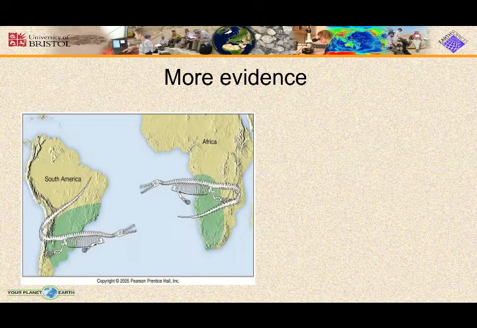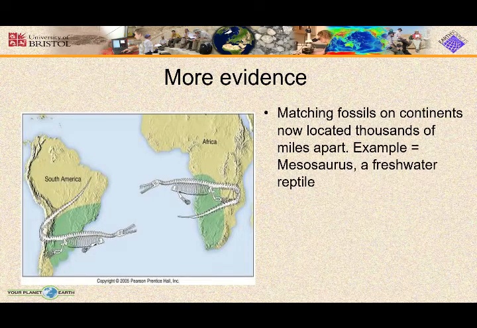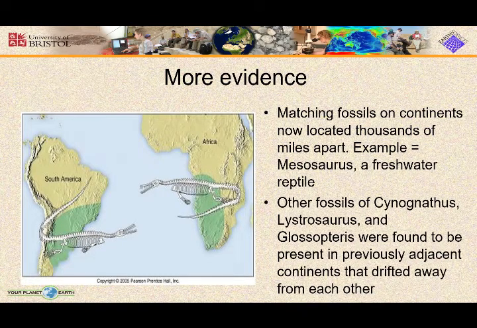Well, fossil evidence can be attributed to Alfred Wegener mapping out the distributions of the four Permian and Triassic fossil groups and used it as a biogeographic evidence for continental drift and land bridging. So these fossils are the Mesosaurus, we also have the Cynognathus, the Lystrosaurus, and the Glossopteris. They were found to be present in previously adjacent continents that drifted away from each other, like for example, the Cynognathus can be found both in South America and Africa. Currently, both continents are very far away from each other.